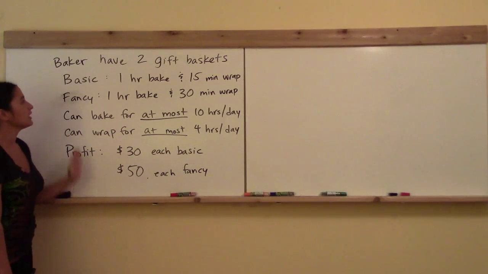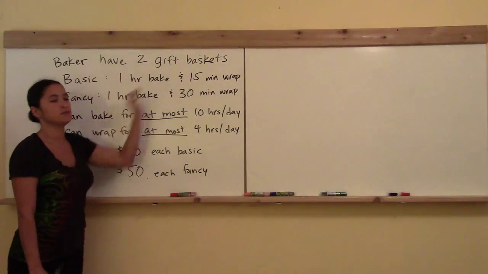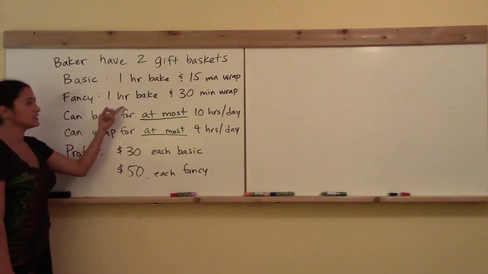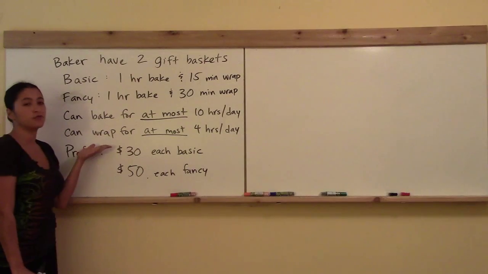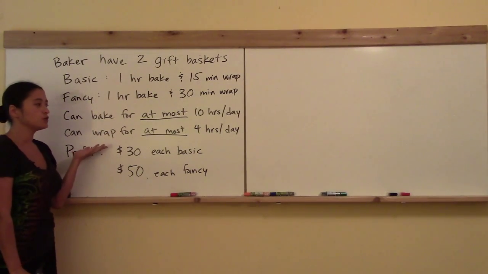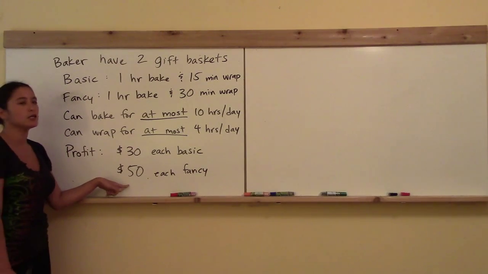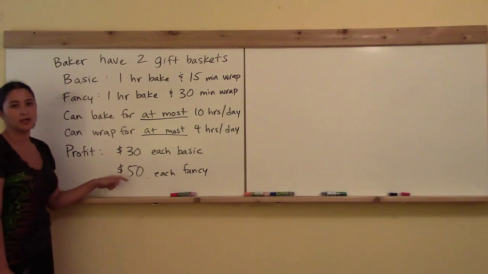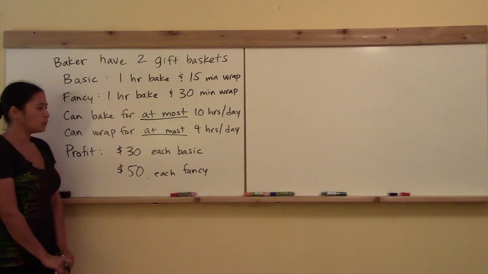Let's go over it again. So my basic package takes an hour to bake, 15 minutes to wrap. My fancy takes the same hour to bake, 30 minutes to wrap. I'm willing to at most bake for 10 hours a day. I'm willing to wrap for at most 4 hours a day. And this is the amount of profit that I make for each type. Okay, so just being a business-minded person like yourself, what do you think my overall question is going to be?